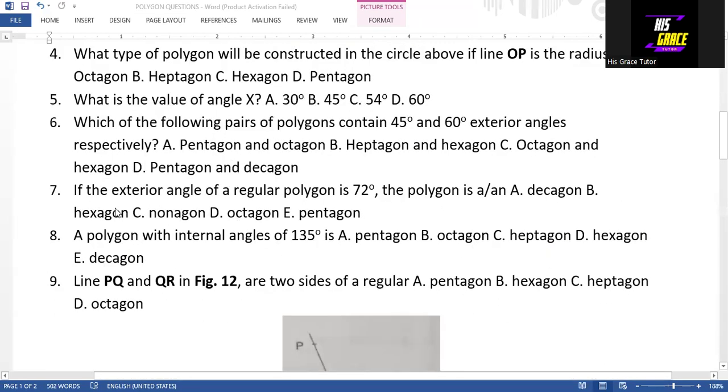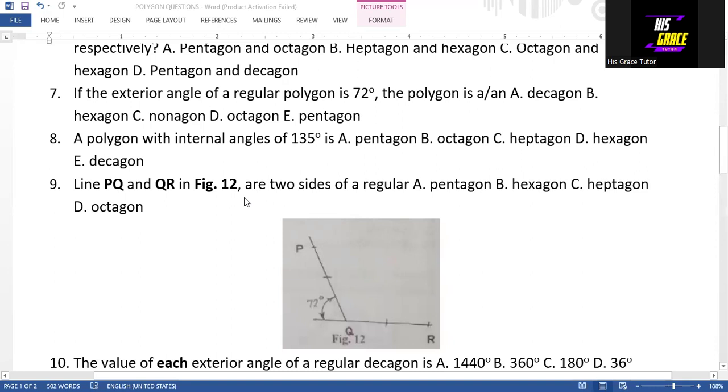Then question 7 says, if the exterior angle of a regular polygon is 72 degrees, the polygon is a pentagon. That is option E. The exterior angle of the pentagon is 72 degrees, while the interior angle is 108 degrees. So let's take note of that.